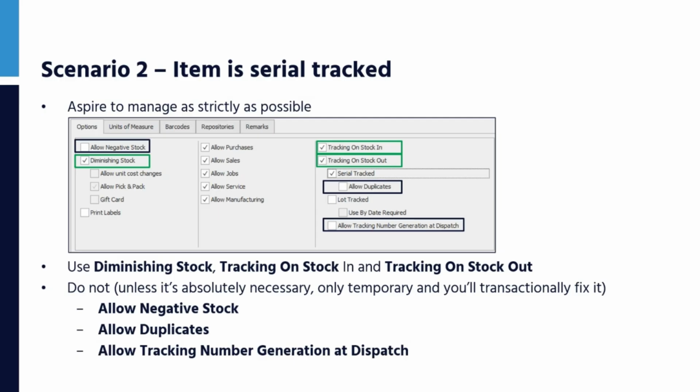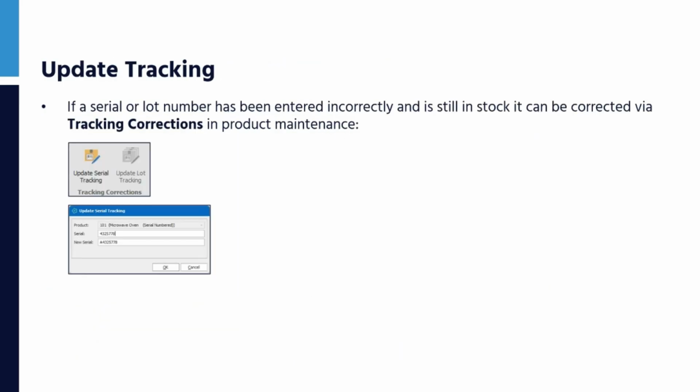And yeah, so that's basically the recommendations for serial track products. And I should just point out the allow tracking number generation at dispatch. That's something that's only been added in a recent version. So that's, I think, only about 12 months old. So that might be something to revisit if you have had issues managing your serial numbers in the past.